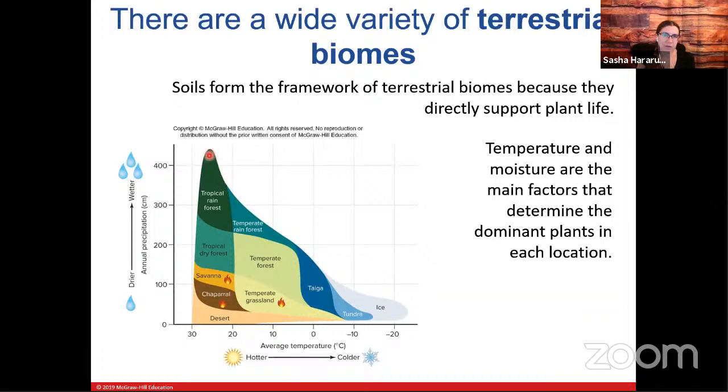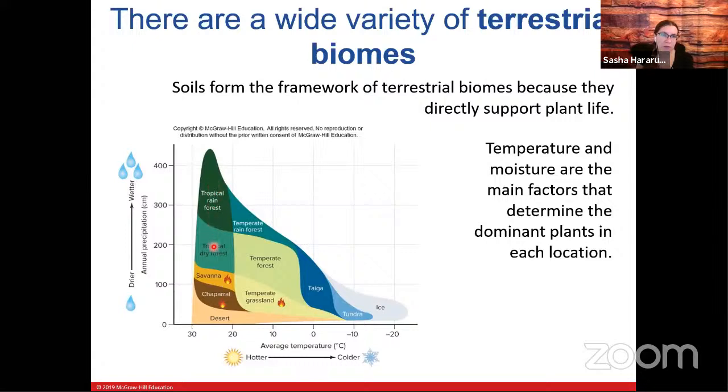This shape of the figure here, the dark green area, is called the climatic envelope for the particular biome. Temperate forests tend to be distributed in the colder temperatures, but still in the high precipitation areas. Tropical dry forests have the same temperature as tropical rainforest, but they have less rainfall compared to tropical rainforest.